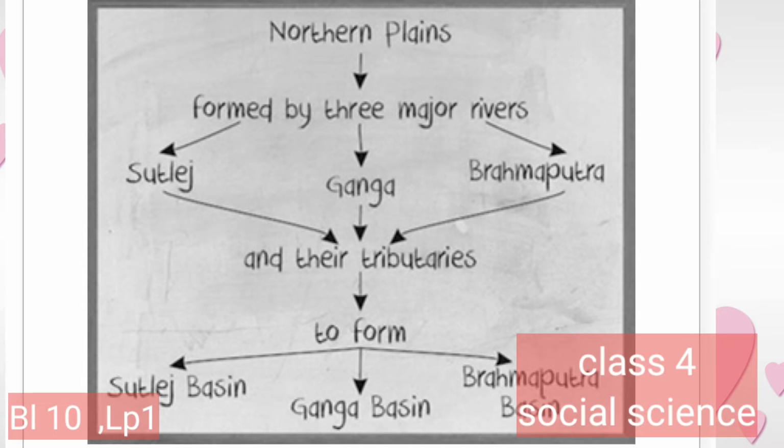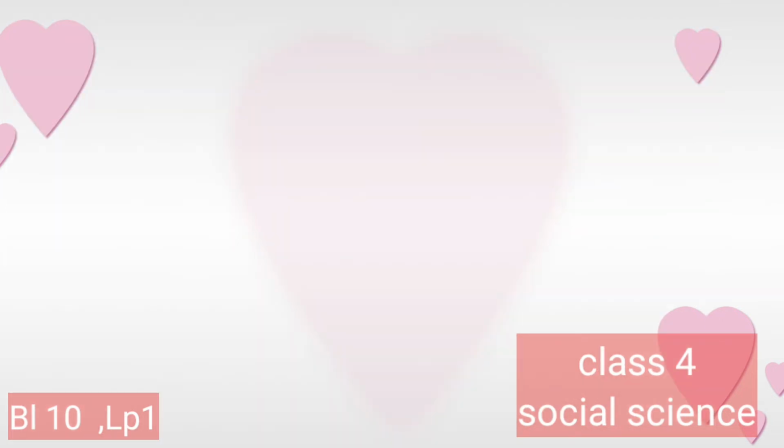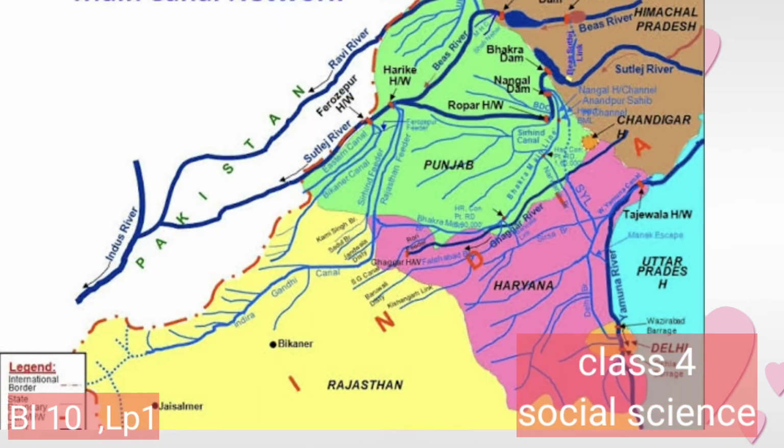Look at the flow chart, then you can understand which are the main rivers, and some rivers join these rivers which are tributaries. The main river and its tributaries flow through an area called a basin. What is a river basin? The main river and its tributaries flow through an area called a basin. These basins are very fertile and suitable for growing crops. There are three major basins in the Northern Plain, which are Satluj Basin, Ganga Basin and Brahmaputra Basin.